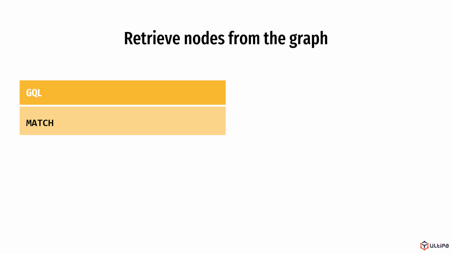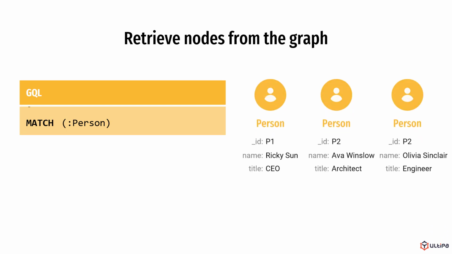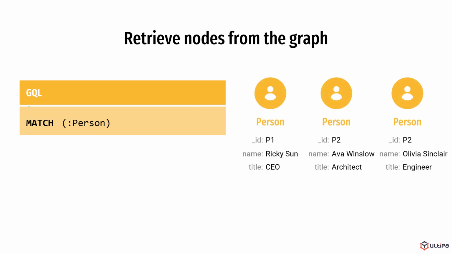To retrieve nodes from the graph, GQL provides the match statement. Placing a node pattern in match allows you to find nodes that meet the search criteria, such as person nodes. To reference the retrieved nodes, define a variable. You can name it freely. Here we simply use the letter N. Then, use the return statement to output the retrieved nodes by referencing the node variable directly.